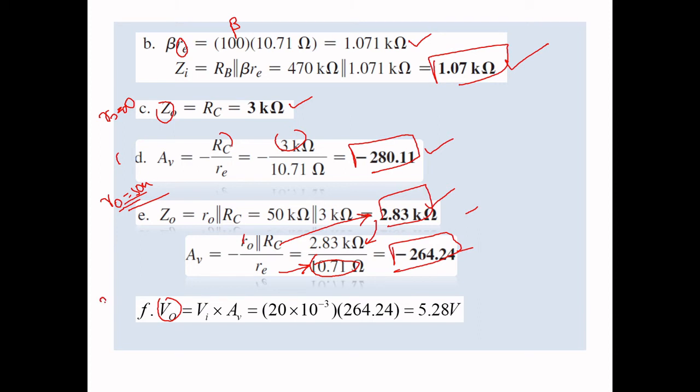It was given that the input was 20 millivolt. So I have written 20 into 10 to the power minus 3. When you are calculating the voltage, you need not take this minus. This minus specifies that the input and output are phase shifted by 180 degrees. So that is not required while calculating. So we will get 5.28 volts. So this is the answer for this problem.